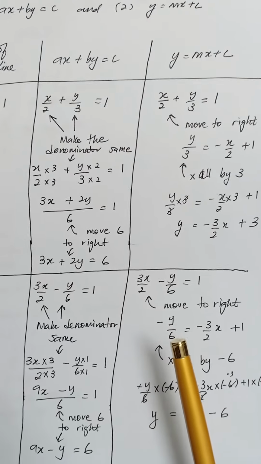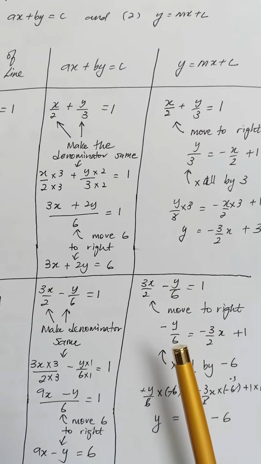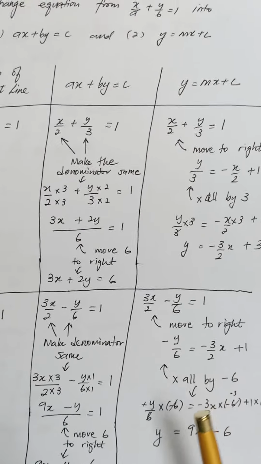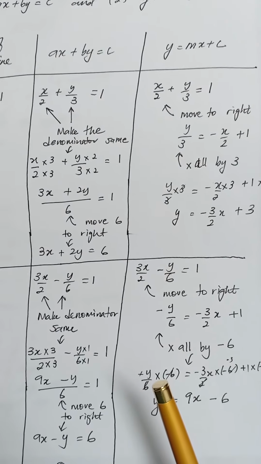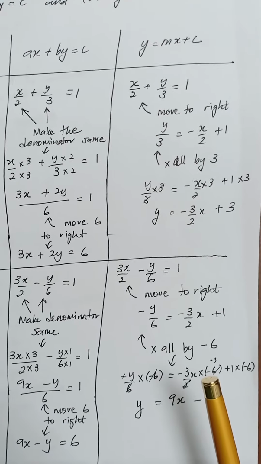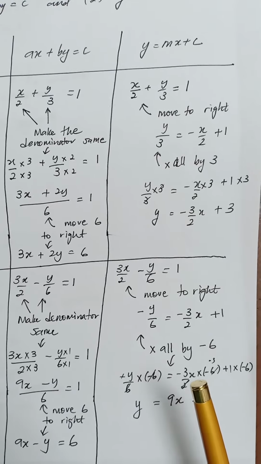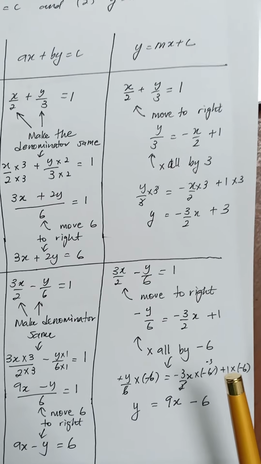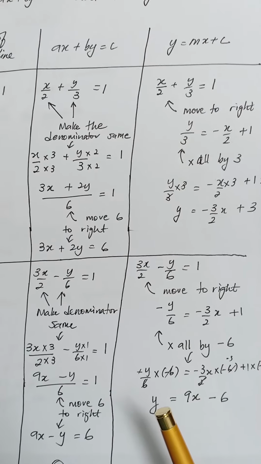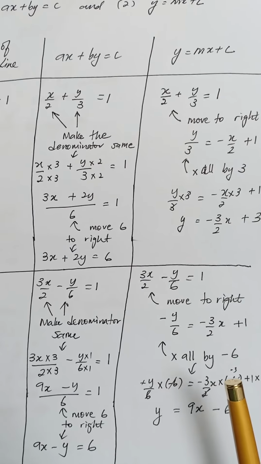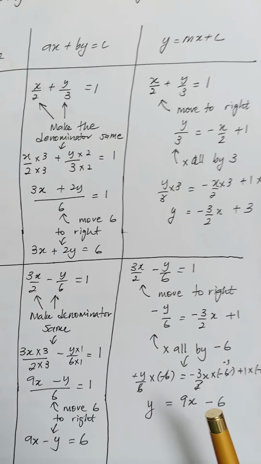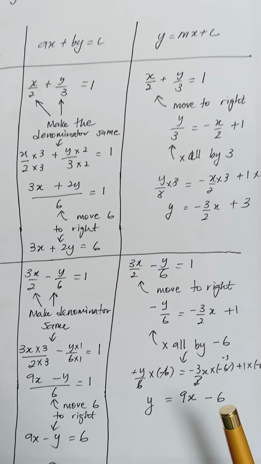Now how to get rid of the negative and 6? Since it's at the bottom, you can times everything by negative 6. Take a look at this. So negative y over 6 times negative 6. Everything I times by negative 6. See? Negative 3 over 2 x times negative 6 and plus 1 times negative 6. Negative and 6 and negative and 6 cancel off, giving you positive y, right? So you get negative 3 times negative 3 makes it positive 9x and this is minus 6.